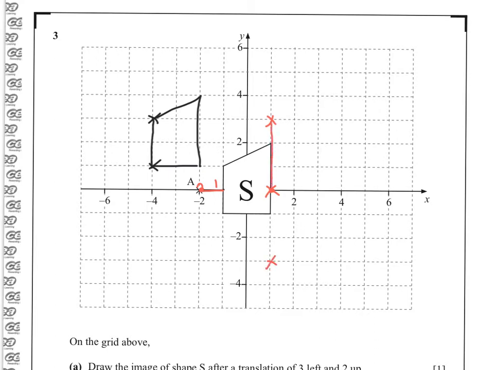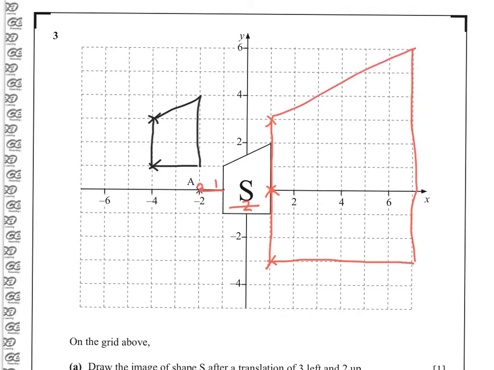Again, I don't have a ruler. Must use one on the exam. Side of this shape is 2, so that becomes 6. The right hand side is 3, so that becomes 9. And we join all the points together.